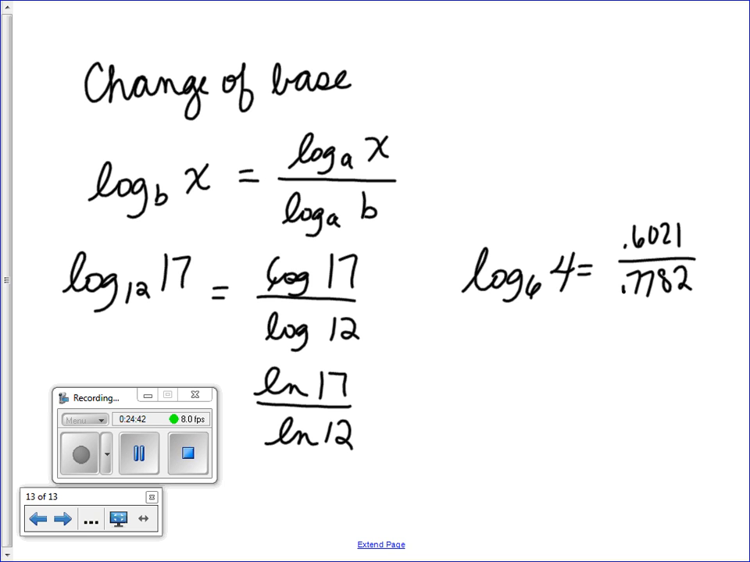So that's the change of base formula. The biggest thing to remember is this number goes on top, the base goes on bottom. That's easy to remember, the base number is going to be on the bottom. That's where base is, base is on bottom. So that's change of base. Okay? Super easy stuff.